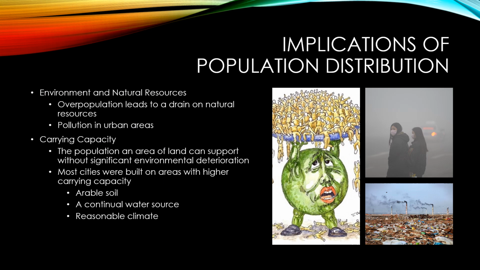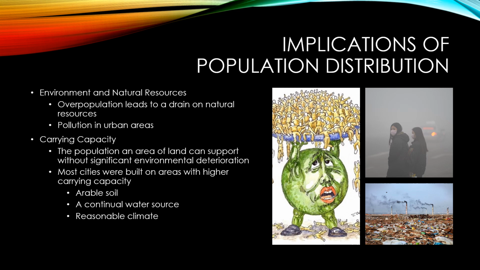So when we talk further about the environmental implications of that distribution, well, when you get a lot of people in one place, it's going to drain natural resources. That shouldn't surprise you. It also shouldn't surprise you that when you get into these urban areas, the population is going to be high and in many places difficult to control.